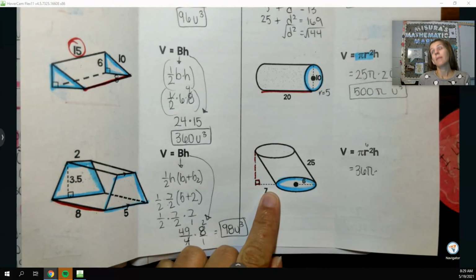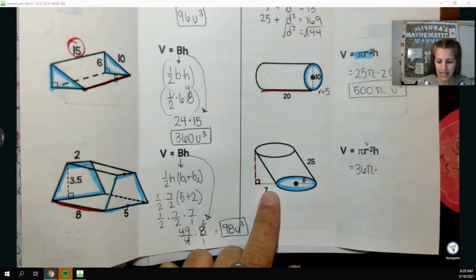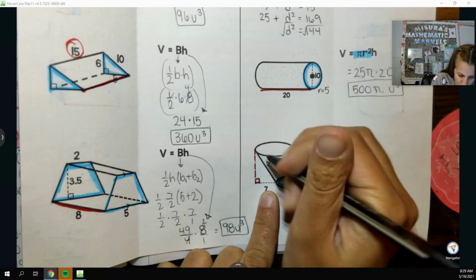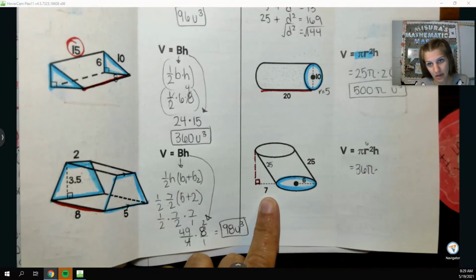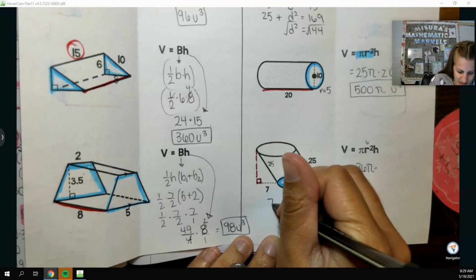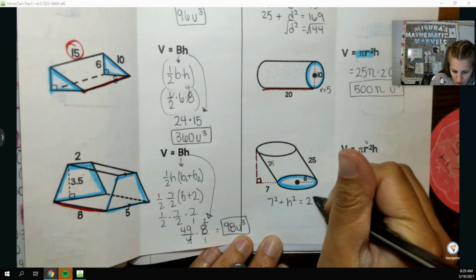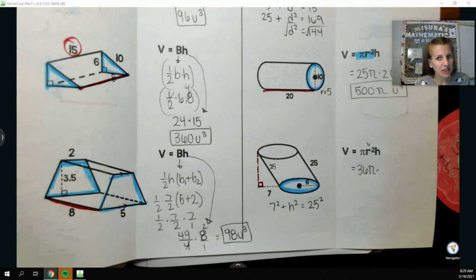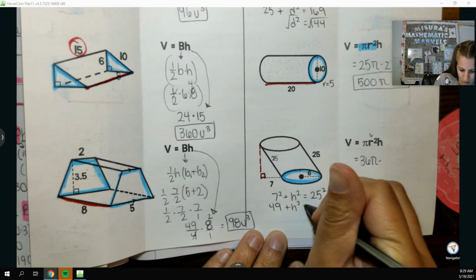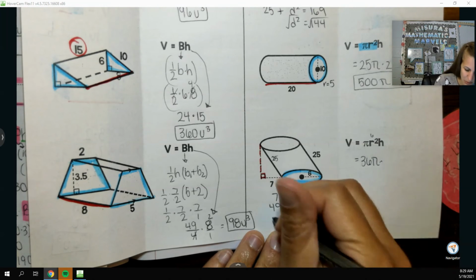Now the 7 is not part of your prism, but the 7 is important because this 25 is also over here. And then what I have is a right triangle where I know 2 sides, so I can find the third. And so we'd have 7 squared plus the height squared, which I don't know but want to know, equals 25 squared. Which again, I do think this is a triple, but I don't know it off the top of my head. So I'll have 49 plus h squared equals 625. And then we will subtract that 49.